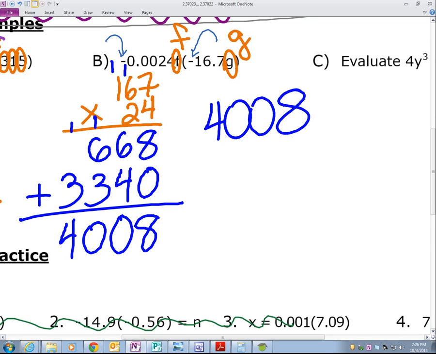So we have 4,008. Now we have to look into three things. Number one, do we have a negative number? No. Okay. How many decimals do we have? Five. We have five. So we're going to go, let's get these out of here. So we have 1, 2, 3, 4, 5. So I'm going to start here. I'm going to move this over real quick.